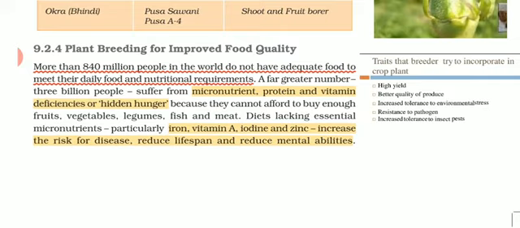Particularly iron, vitamin A, iodine, and zinc. They are deficient in the diet and they can lead to reduction in lifespan and make people more prone to diseases. That means immunity gets slowed down and several kinds of mental conditions can arise. It can be dementia, it can be depression. So the body is more prone, there is more risk of infections in those people who are not taking a balanced diet.